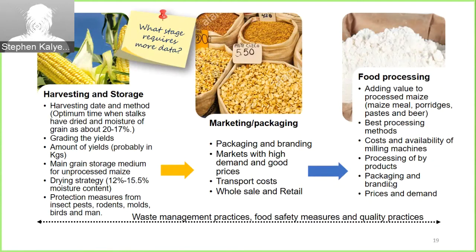These are very important because maize is very sensitive to moisture. If you package it badly, if you package it without following the right protocols, it's just going to mess up with you. Okay, the prices and demand. So with all this put into consideration, we need to keep in mind the waste management practices. Okay, how best can we reduce food waste?